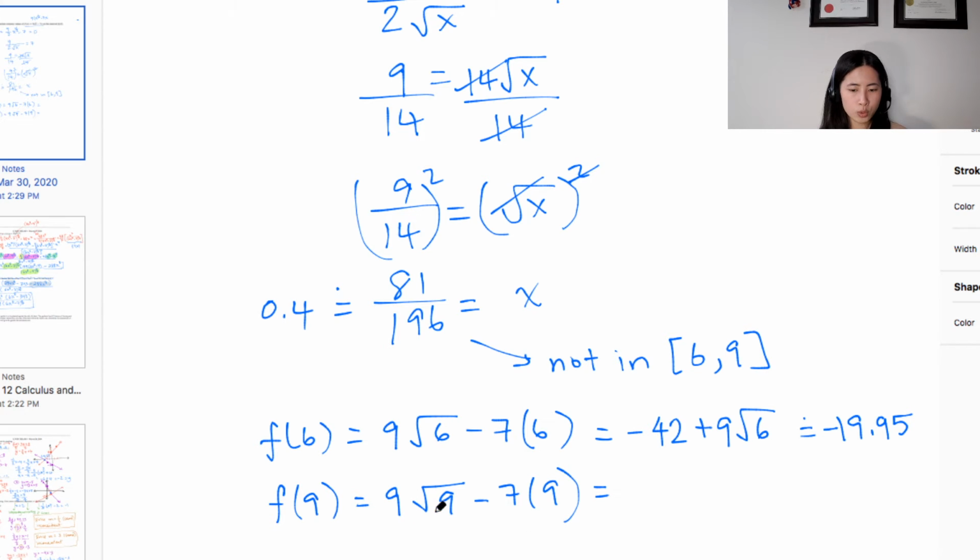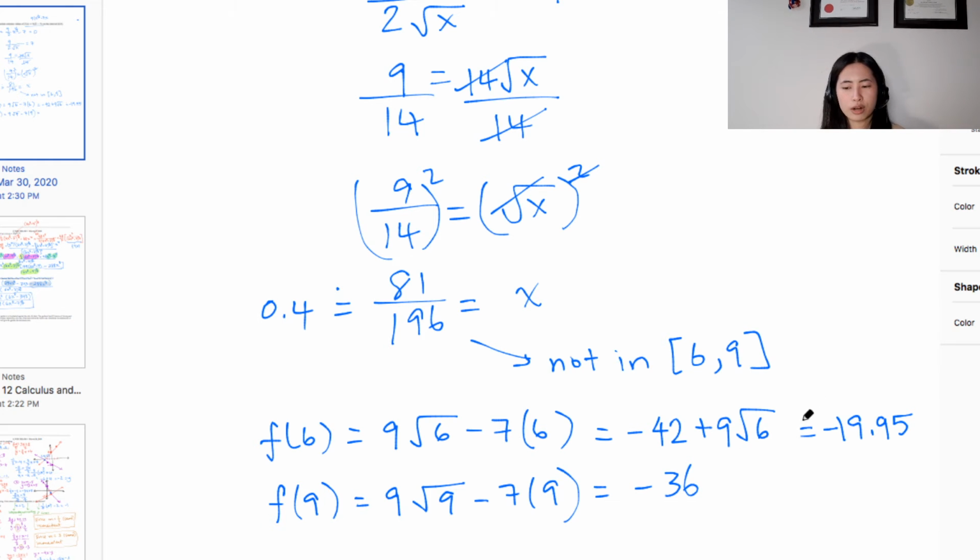So you would have 9 squared, 9 minus 7 times 9. That should give you negative 36, right? So comparing the two values, we know that if you're looking at the minimum versus the maximum, you're actually comparing your y values, which are respectively negative 19.95 for 6 and negative 36 if it's 9.